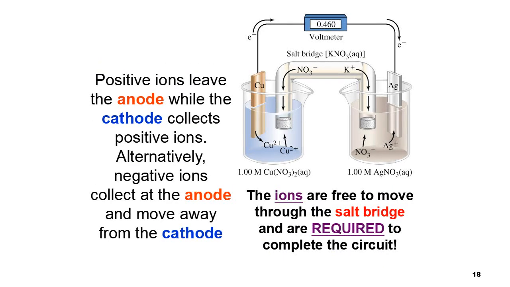Here, positive ions leave the anode while the cathode collects positive ions. Alternatively, negative ions collect at the anode and move away from the cathode. In fact, the ions are free to move through the salt bridge and are required to complete the circuit.